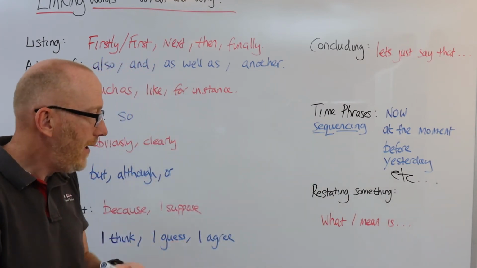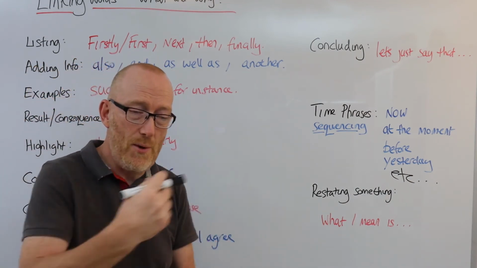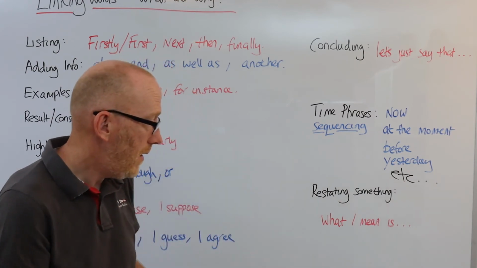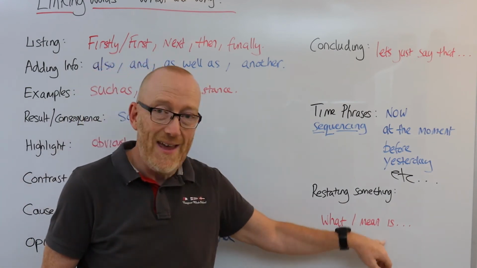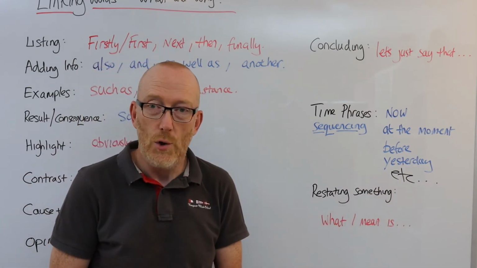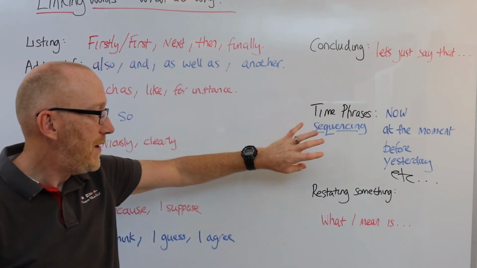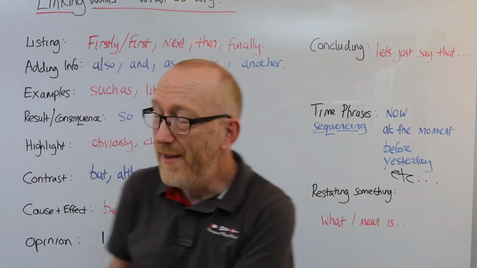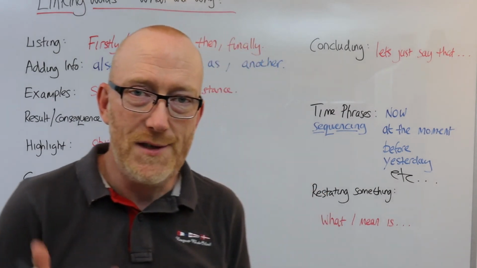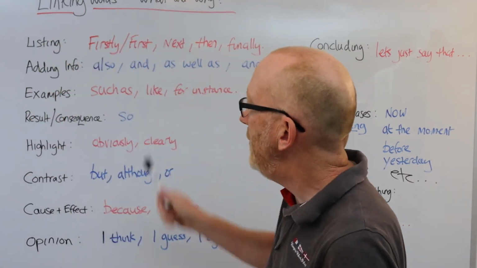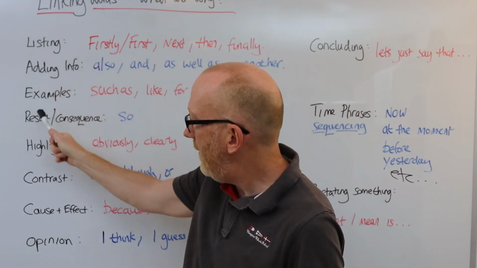And finally, restating something. So perhaps you have expressed your idea or your opinion, but you want to say it again. You want to say it using slightly different words. So what I mean to say is, okay? So apart from the time phrases and sequencing, this is pretty much all of the vocabulary that you need for your IELTS speaking exam. You just need to know how to use these words correctly within the different sort of categories.